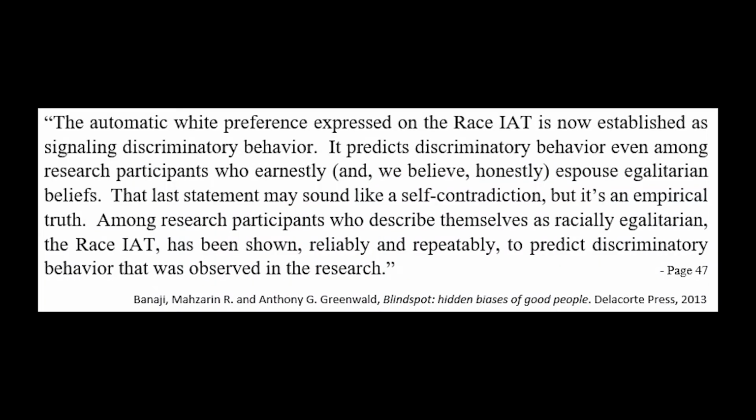The automatic white preference expressed on the race IAT is now established as signaling discriminatory behavior. It predicts discriminatory behavior even amongst research participants who earnestly and, we believe, honestly espouse egalitarian beliefs. That last statement may sound like a self-contradiction, but it's an empirical truth. Among research participants who describe themselves as racially egalitarian, the race IAT has been shown reliably and repeatedly to predict discriminatory behavior that was observed in the research.